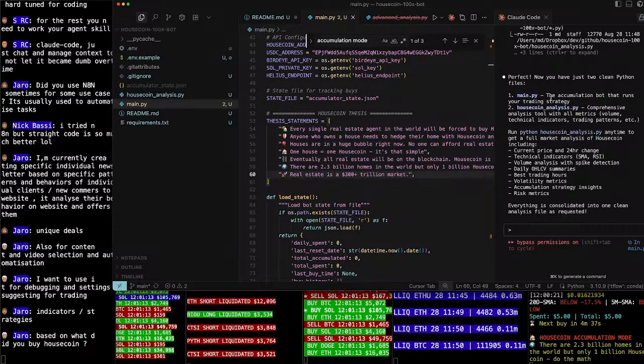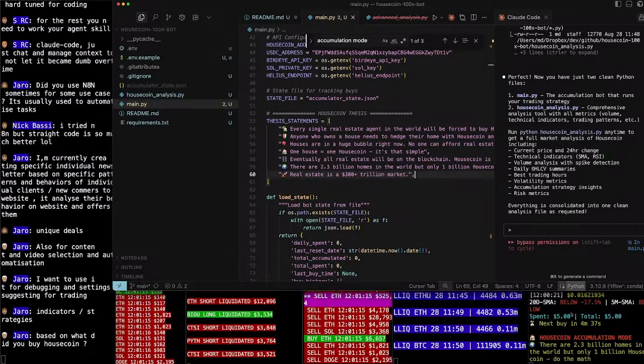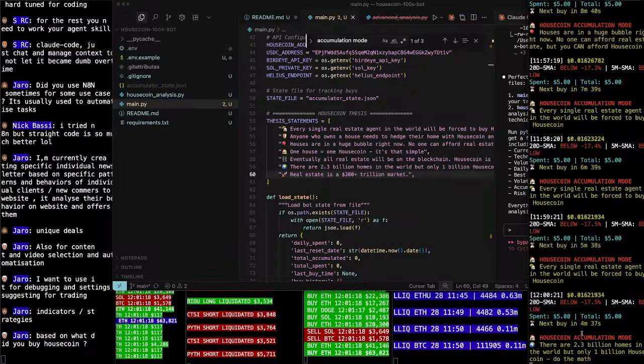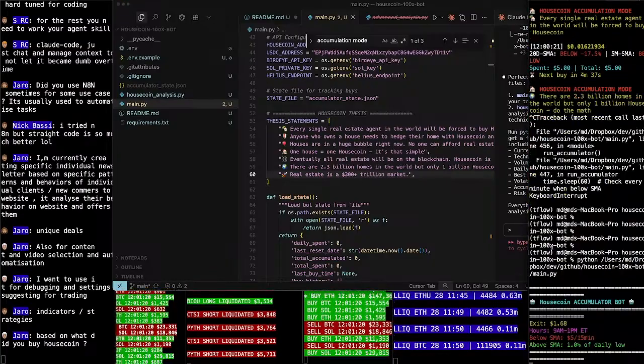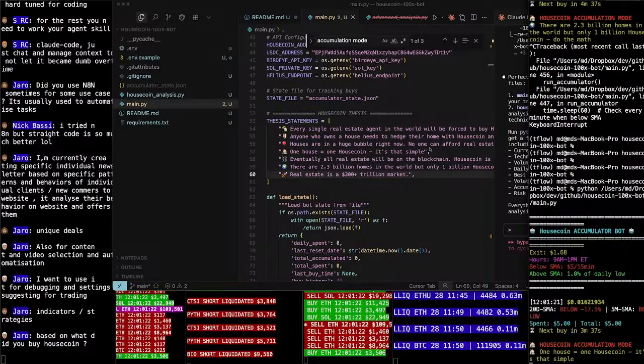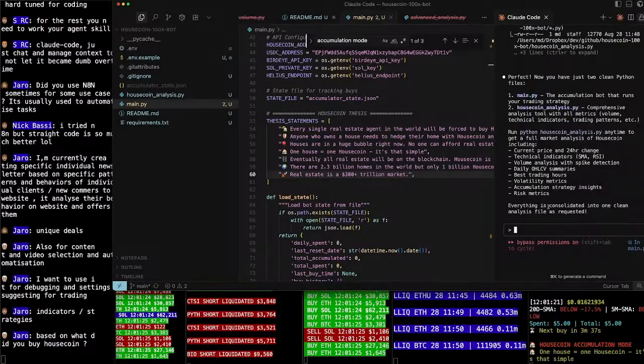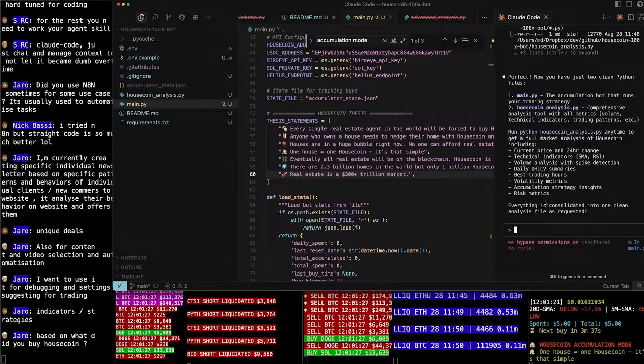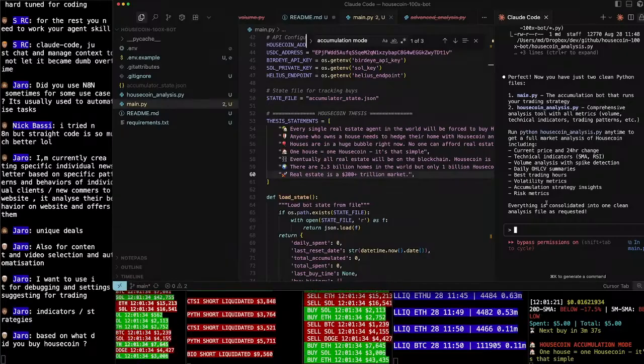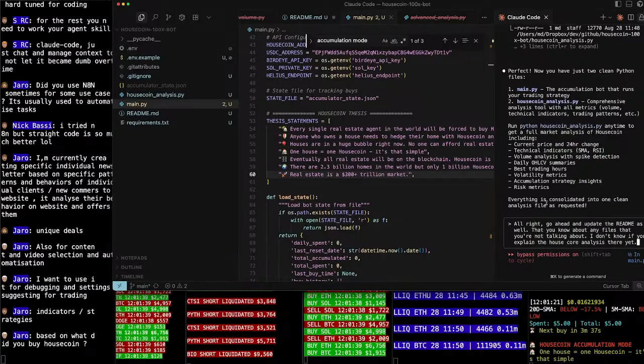Now you have two clean Python files, the main.py, the accumulation bot that runs your trading strategy. Okay, perfect. And then the advanced analysis, Housecoin analysis. All right, go ahead and update the README as well. I don't know if you explained the Housecoin analysis there yet. Remember to have a lot of non-financial advice statements there. This is just my ideas, and I just build in public.